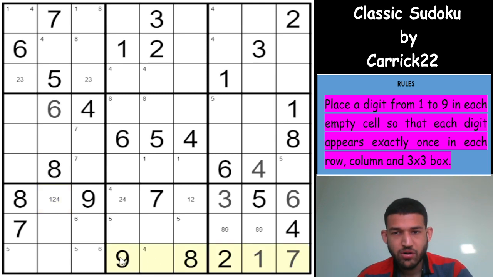Let's look at this box. This row, sorry, row 9. If you look at row 9, 1 2 7 8 9. So 3 4 5 6. You can't have 3 5 here, so this becomes 4 6, which allows me to make a corner of 3 5 in here.